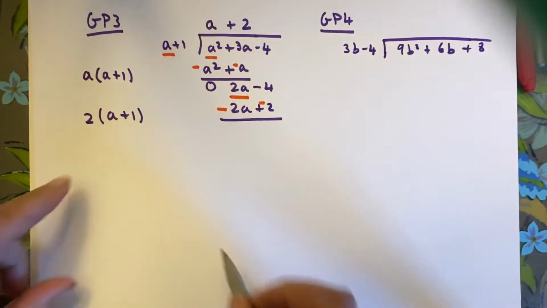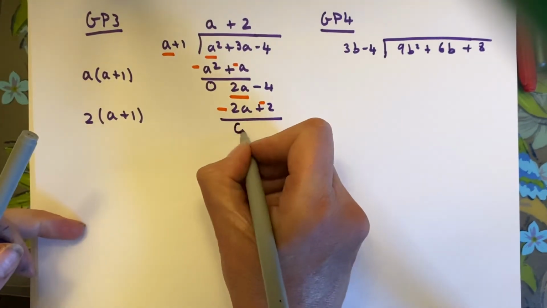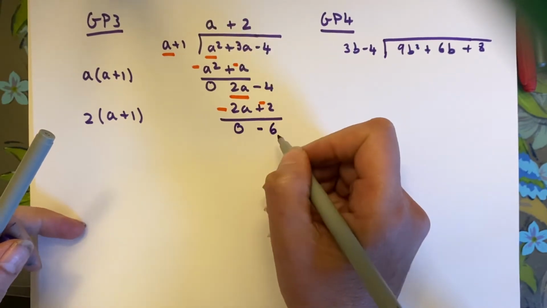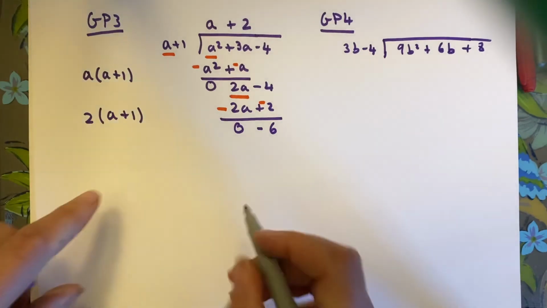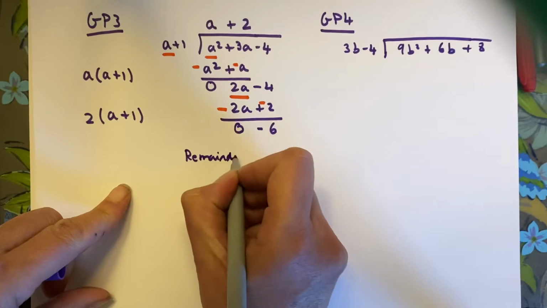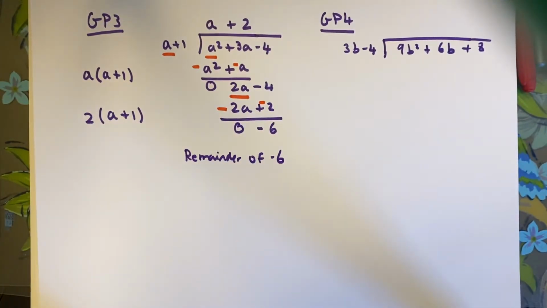So changing my signs. 2a minus 2a is 0. Negative 4 minus 2 is negative 6. And what that means in guided practice number 3 is I actually have a remainder. So I have a remainder of negative 6. Well, is that a difficult thing to write?